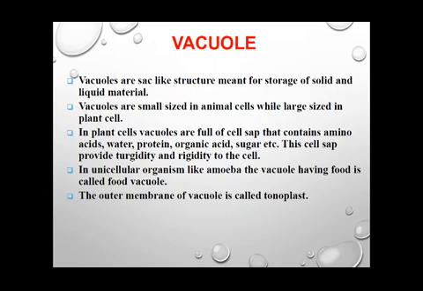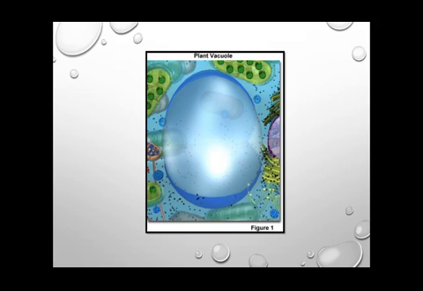Now the membrane of the vacuole is known as tonoplast. This is important. This is asked in many MCQs in examinations, or in fill in the blanks, or as a short answer question: what is the membrane of the vacuole known as, or what do you understand by the term tonoplast? So tonoplast is the outer membrane of the vacuole.